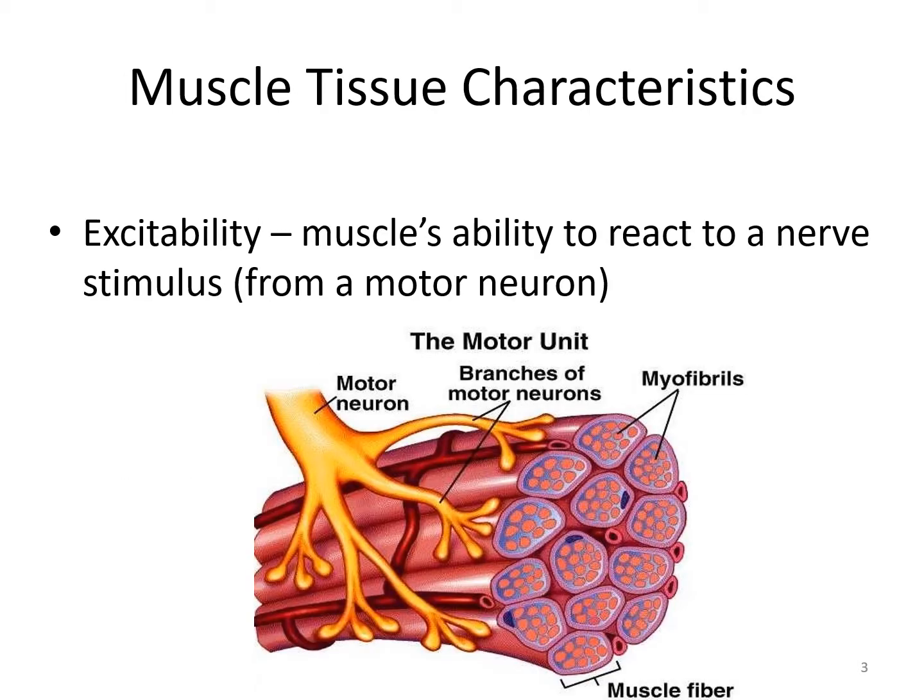Let's talk about the characteristics of muscle tissue. We will use these terms as we get further into this chapter. First is excitability. That is the muscle's ability to react to a nerve stimulus. If a muscle is not excitable, that means there is some difficulty getting the stimulus to reach that muscle from a motor neuron. So excitability is a good thing. It means that muscle can respond to a nerve stimulus.